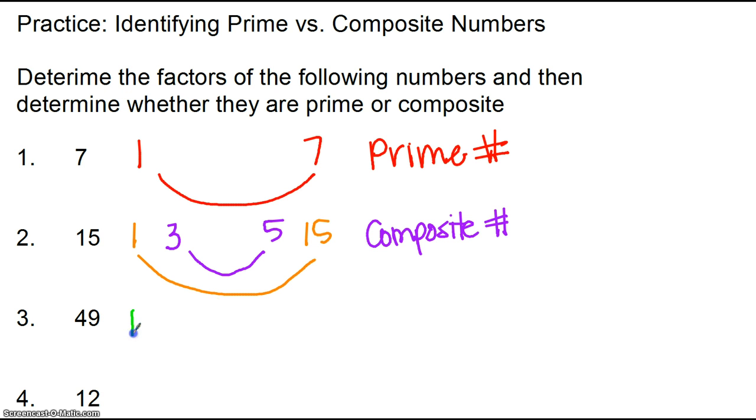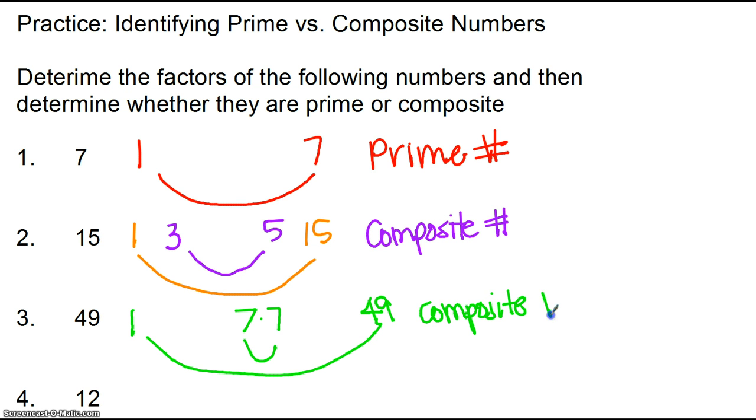Next one, 49. I start with 1. 1 times 49 is 49. Does 2 go in? Nope. 3? Nope. 4? Nope. 5, 6. And the only other one is 7. Okay? So 7 times 7. If you have something that's 7 times 7, you can make a little tiny rainbow, but you really only have to write the factor once. So this has more factors than just 1 and itself. So this is a composite number.